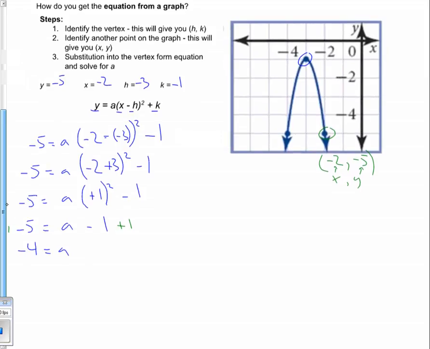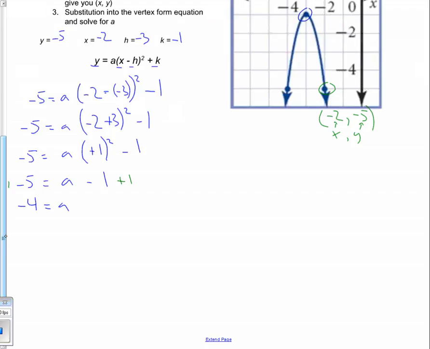Okay? And so now that I have my values for a, h, and k, now I can actually get the equation for the graph. So I know that every equation in vertex form for a quadratic has to follow this basic form. And now I know what a, h, and k are, so I'm going to substitute those in. So I know that a is -4. My h value is -3, so in the equation it has to show up as +3. And my k value is -1. Okay? So that, therefore, is my equation for this particular graph.